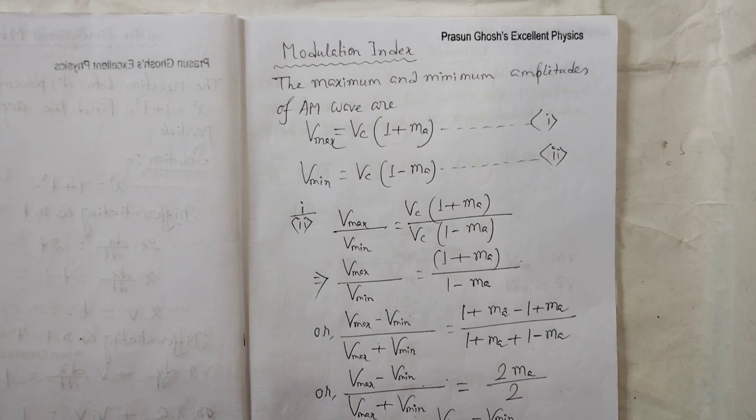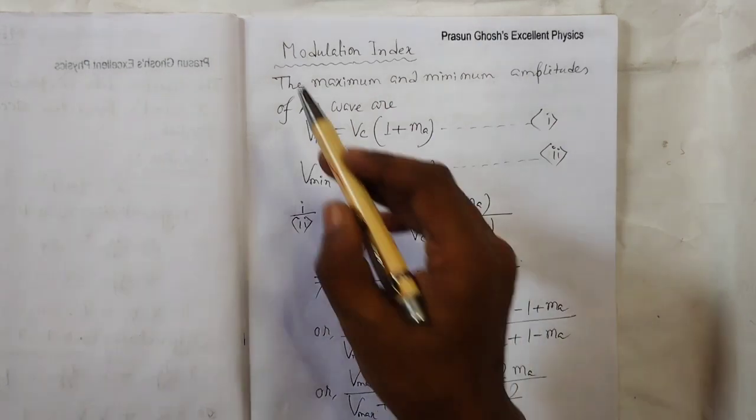I think this is highly helpful for class 12 students, and this is very important not only for class 12 but also for JEE Main, Advanced and different competitive exams. So today's topic is the modulation index. Today I have learned the modulation index, and from this concept we have calculated different types of numericals. So come to the topic, that is modulation index.